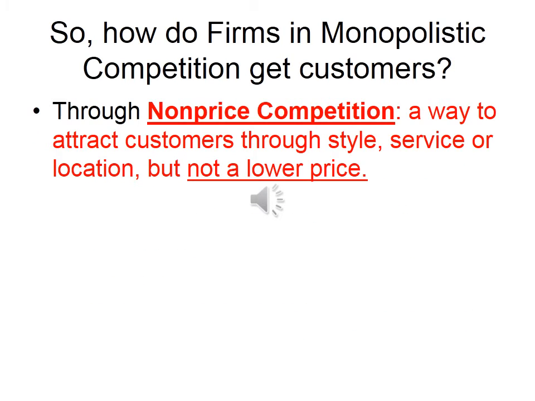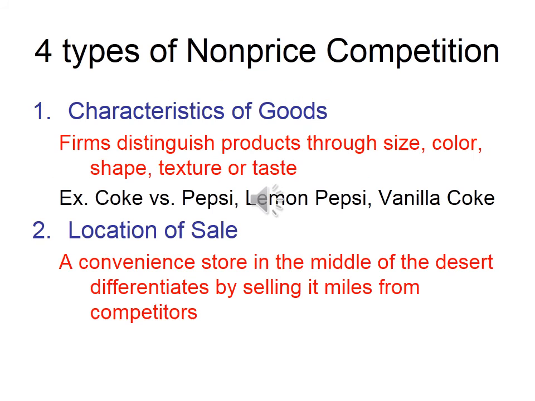So how do firms in monopolistic competition get customers? Through non-price competition, which is a way to attract customers through style, service, or location, but not a lower price. The four types of non-price competition are, first, characteristics of goods. For example, firms distinguish products through size, color, shape, texture, or taste. Example, Coke versus Pepsi, lemon Pepsi, and vanilla Coke.